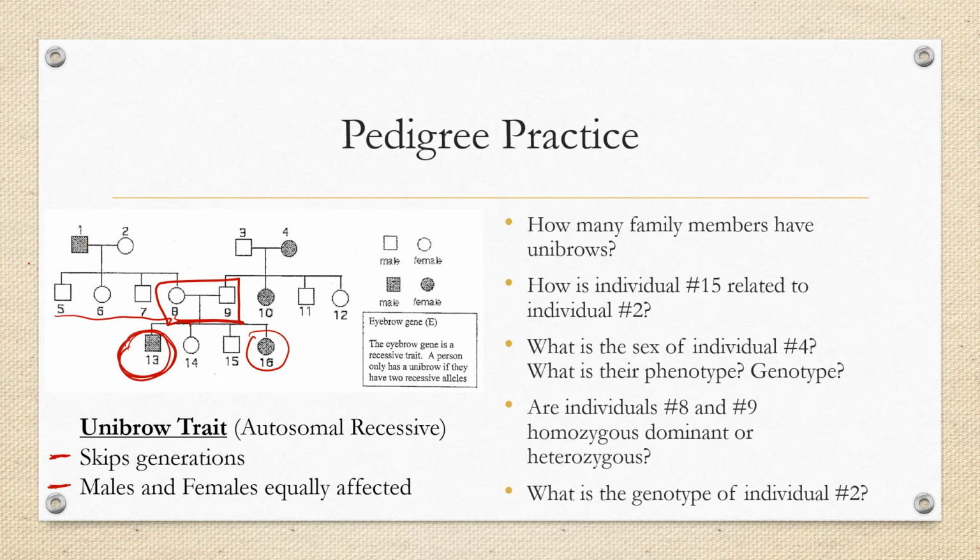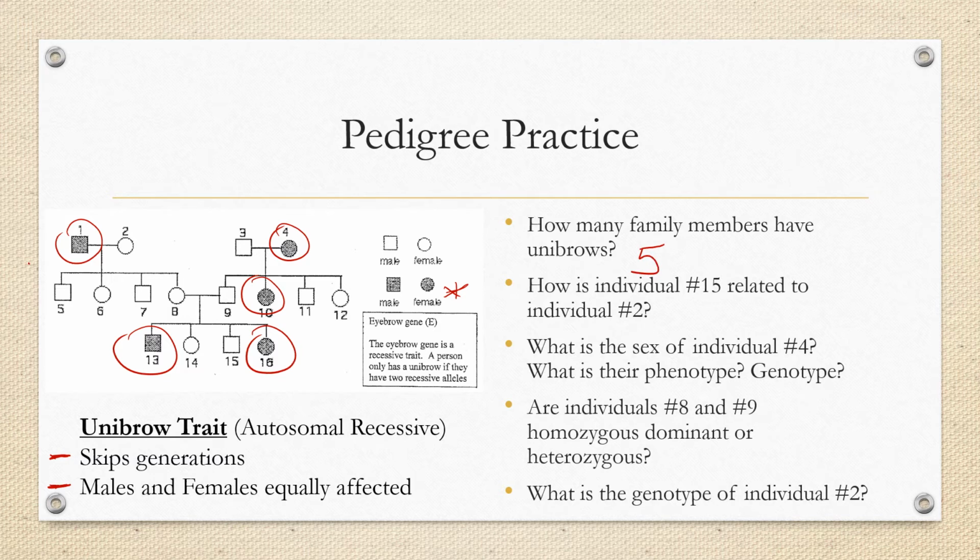Number 8 or number 9 would have to have it. So now let's look at the individual questions here. How many family members have unibrows? Remember, the filled in circles indicate that they have the trait we're looking at. It's not always a disease. It can be just a regular trait as well. So I have 1, 2, 3, 4, 5 family members with unibrows.